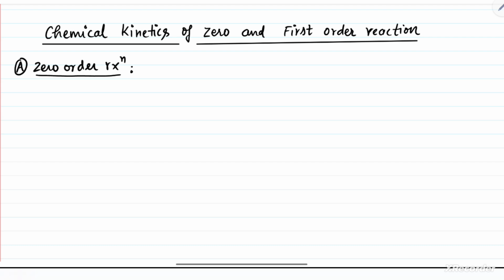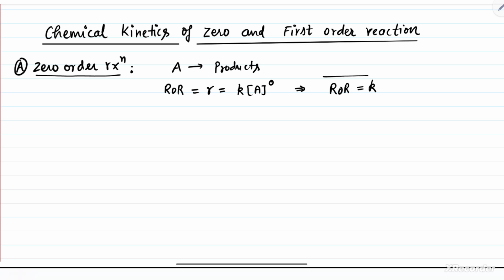rate does not vary with the increase or decrease in concentration of reactant. So if I take any general reaction like A reacts to give products, and if I write the rate of reaction for zero order reaction, it is also represented as R. So I can write K, and since it is zero order, I will write 0 over here. Okay, so when any power is raised to 0, the value becomes equal to 1. So basically rate of reaction will be K, because A to the power 0 becomes 1. So this is the expression which we can write with respect to rate of reaction.